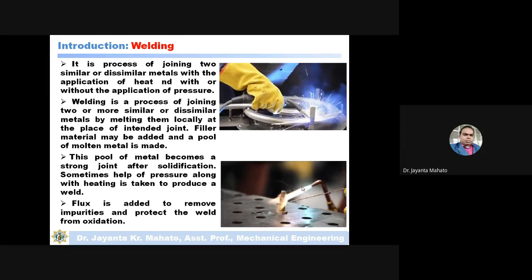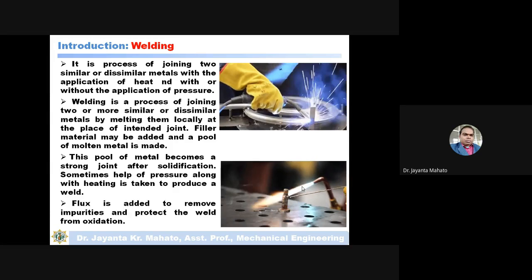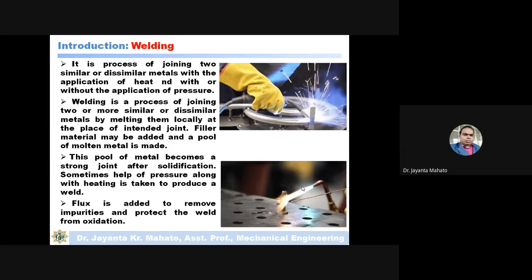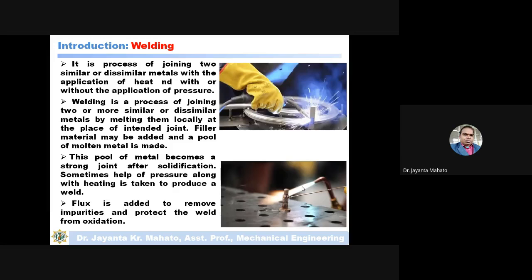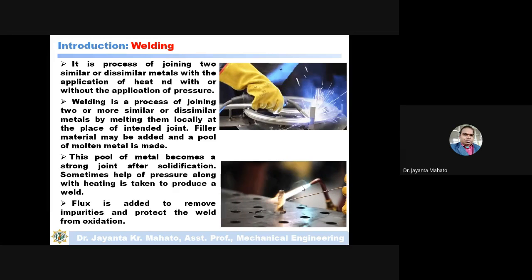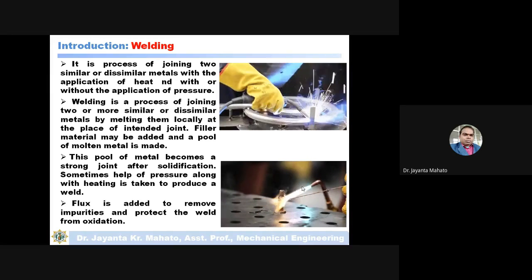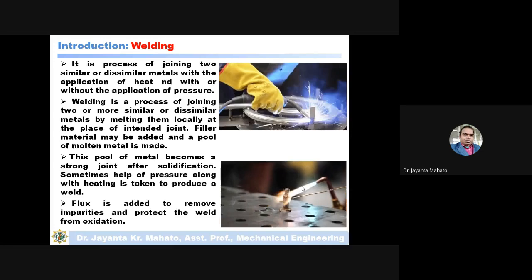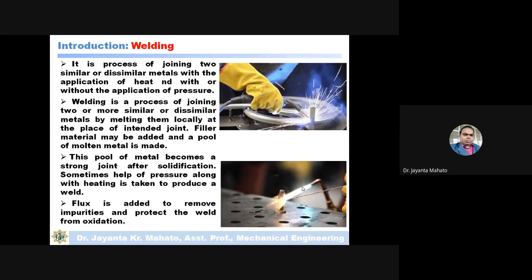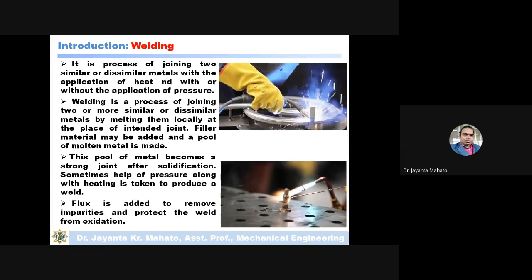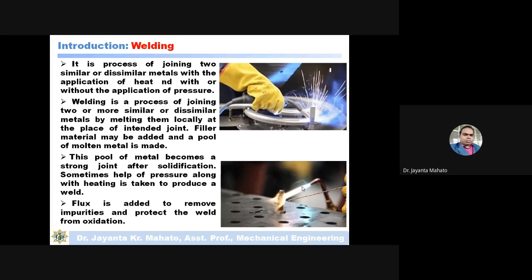Flux is added to remove impurities and protect the weld from oxidation. In the welding process, a heat source is required, and that's why there is a chance of the material getting oxidized very rapidly due to the heating. If we heat a material, there is a chance of it getting oxidized. So to protect from this oxidation, sometimes flux is used to protect against oxidation and remove the impurities from the weld. Okay.